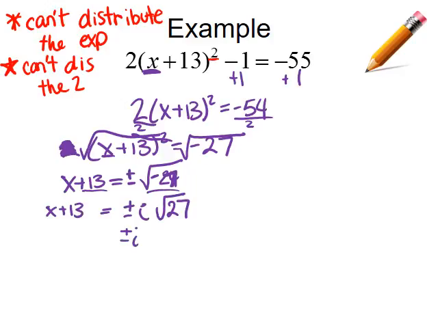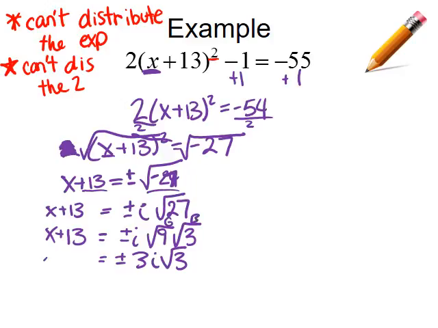Next, 27 isn't a perfect square, but it does reduce. And in this case, a perfect square that divides in evenly is 9, which leaves me with 9 times 3. Square root of 9 is 3, but instead of saying i3, we say 3i, with a radical 3 remaining. That's my bad root and good root. Now, I've simplified that right side as far as it'll go.